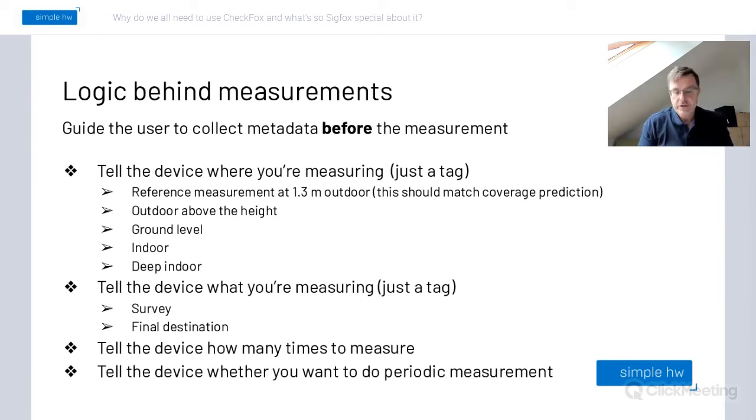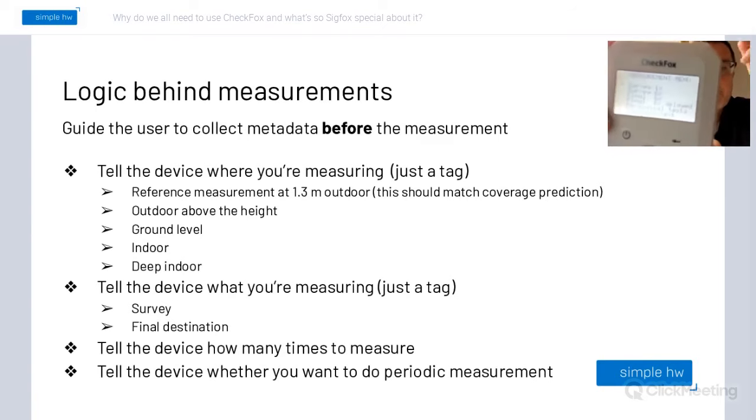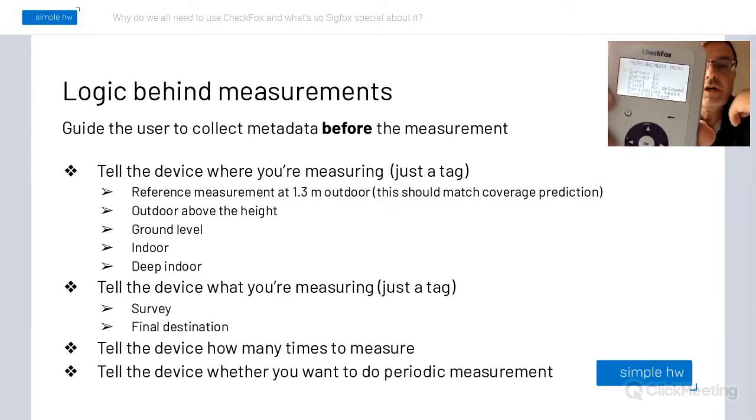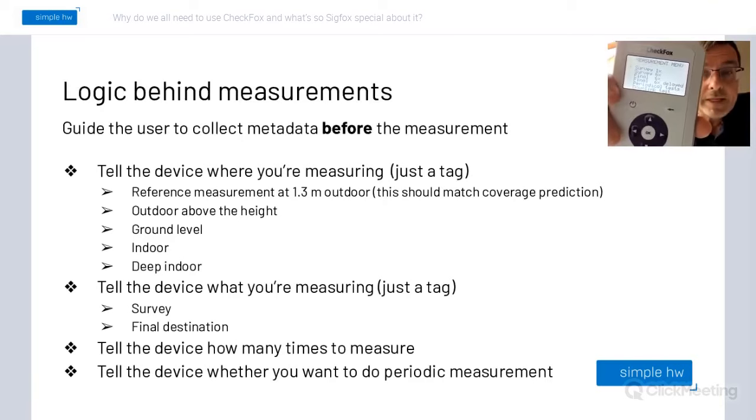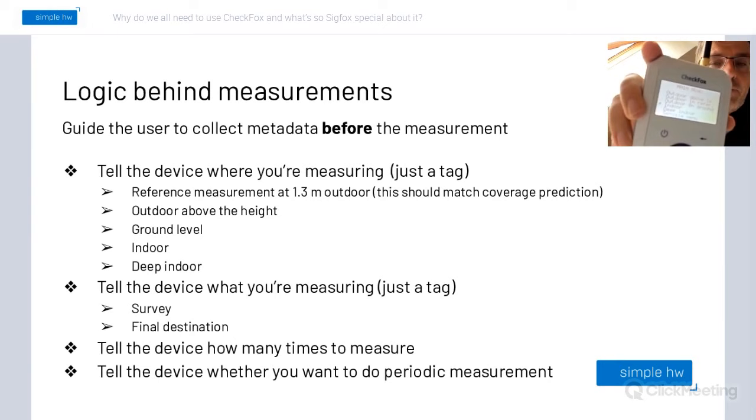So if I start the device, which I got now from standby mode, let's hope that it works. I didn't try it, but you should be able to see the interface. In the first step, you don't start with the measurement, but you start by telling the device where you are measuring, in this menu. You start whether it's outdoor above 1 meter, whether it's the reference measurement at 1 meter, whether it's at ground level, indoor or deep indoor.